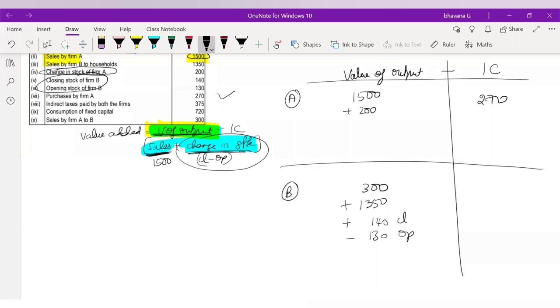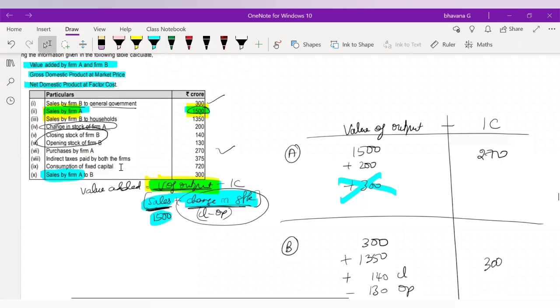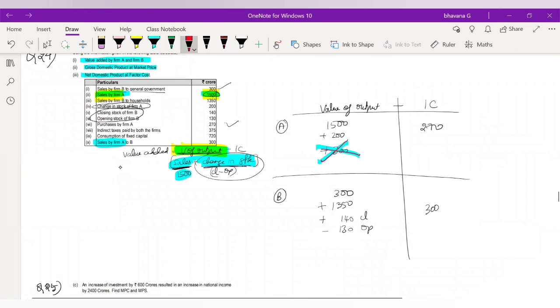Okay, last is sales by firm A to firm B. Sales by firm A to firm B means for firm A, if it has sold, what will it be? It will be output. It will be 300. And B has taken it. That means they have purchased it. That means purchases of B will be their intermediate consumption, that is 300 here. But what you have to note here is that we have already taken all the sales by firm A as 1500. Here they have already told you the total sales by firm A is 1500. So you need not add this 300 again. But in B you have to write 300 as intermediate consumption.